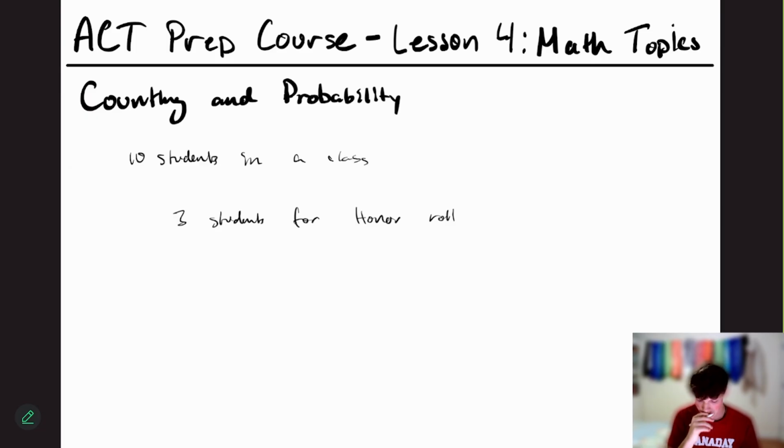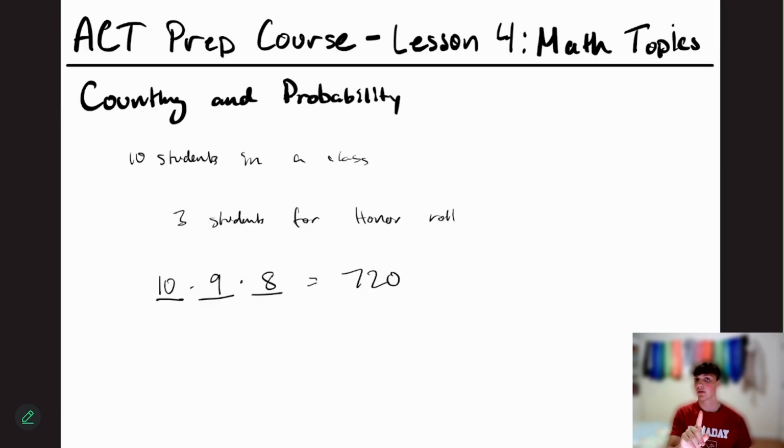Now, here's my question. Okay. Well, how many students can you pick for the first slot? Well, there's 10 students for the first slot, just like we did with the books, right? 10 students for the first slot. Okay. Well, how many students are there for the second slot? 9. And then 8 students for the third slot. That gives me a total of 720 possible combinations.